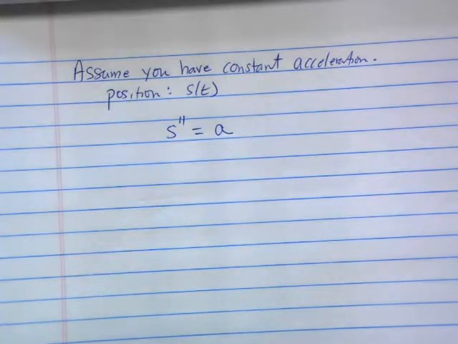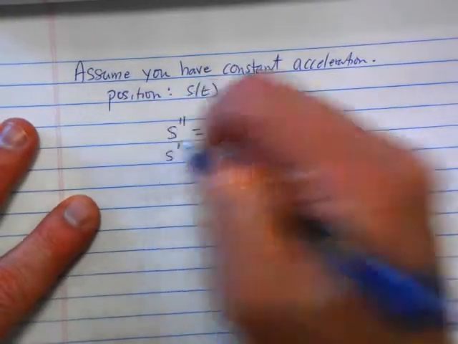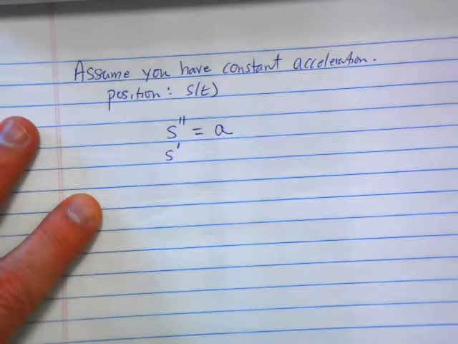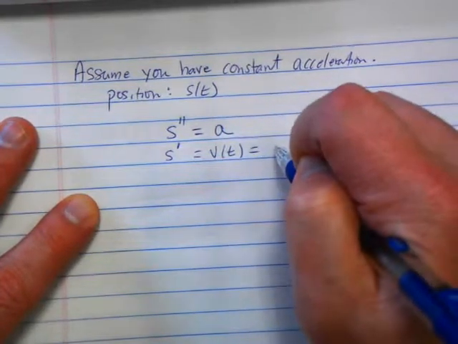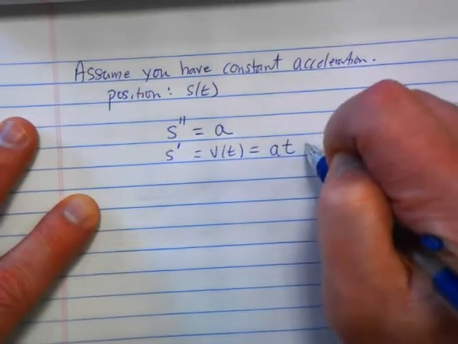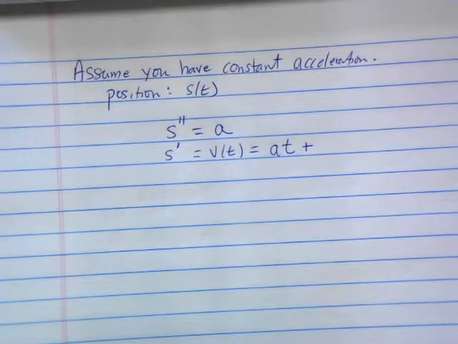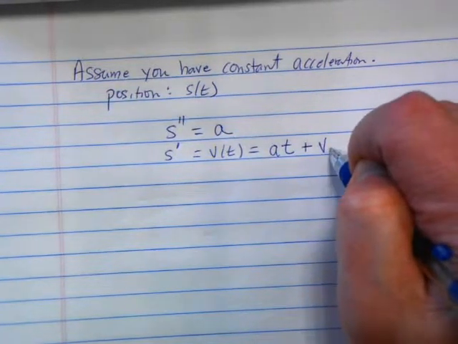I integrate once. If I integrate once, that gives me s prime, which is another name for velocity. This is our velocity function. This is going to be at plus some constant, but what does that constant have to be? 0? Not 0, always. Sometimes 0, but not always. Initial position? Not initial position, but you're close. It's initial velocity. The constant that you would have here would be initial velocity.